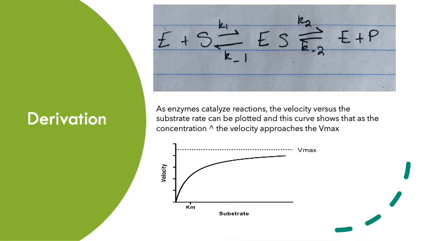As enzymes catalyze reactions, the velocity versus the substrate concentration can be plotted, and the curve shows that as the concentration increases, the velocity approaches the Vmax. You'll see what I'm explaining down at the bottom. This is how we can use that equation, plot it and graph it, and use it on another level. So that's really important.